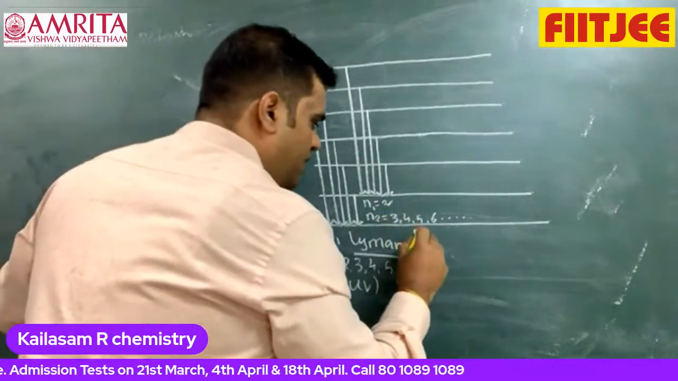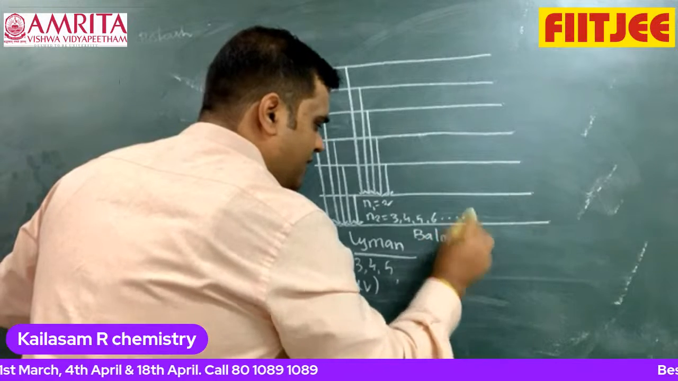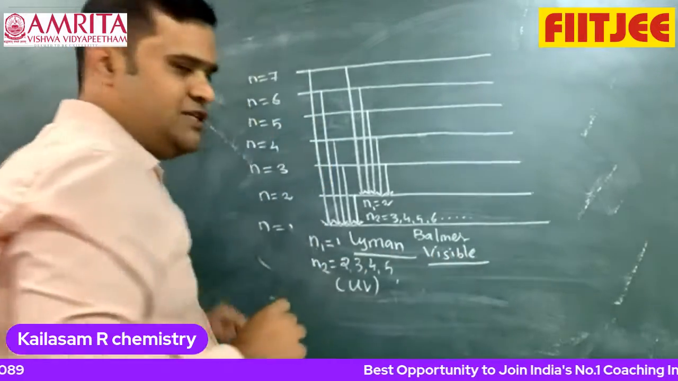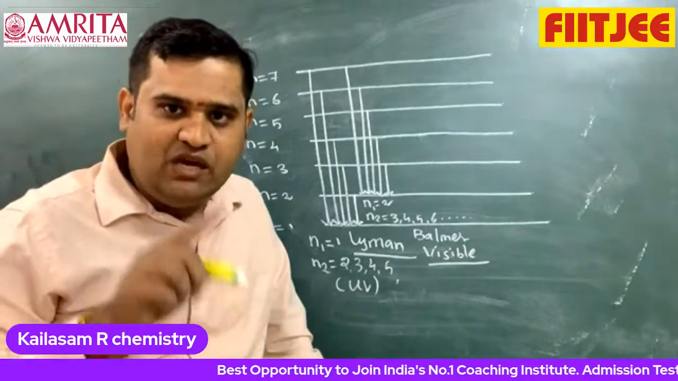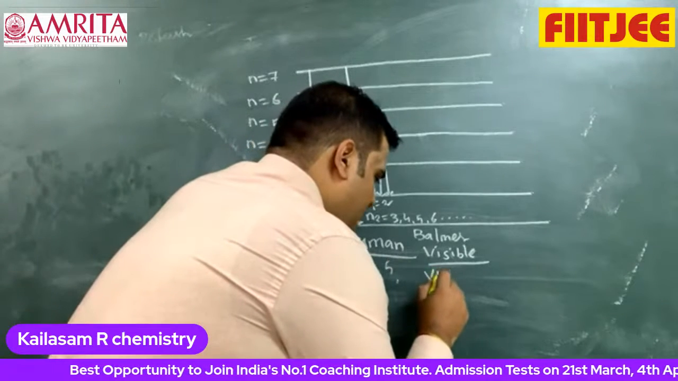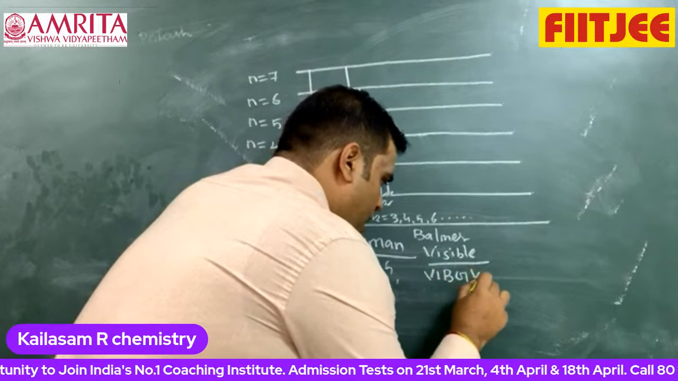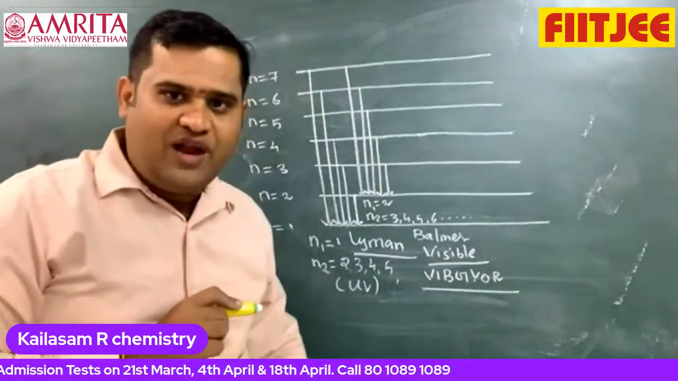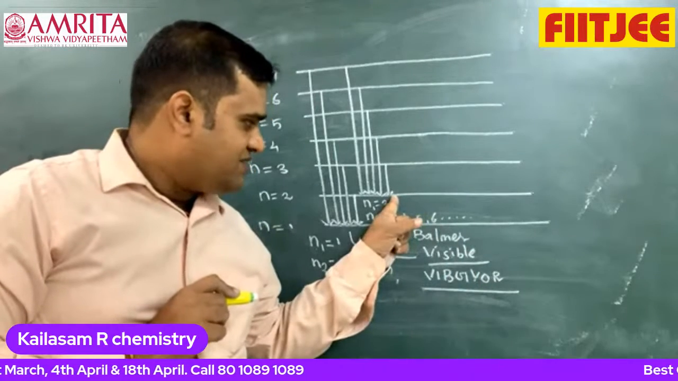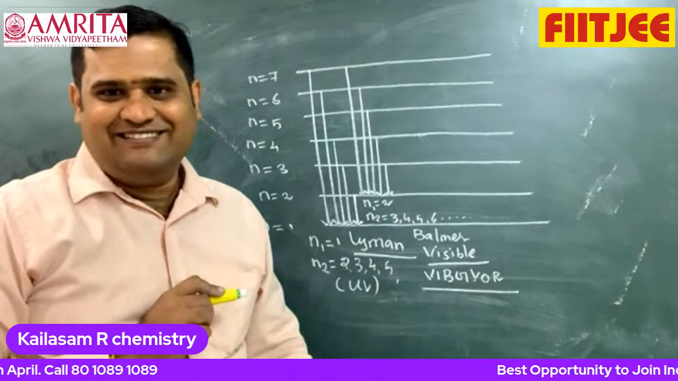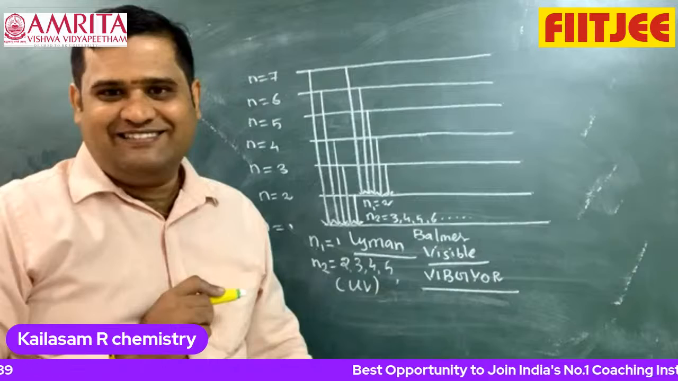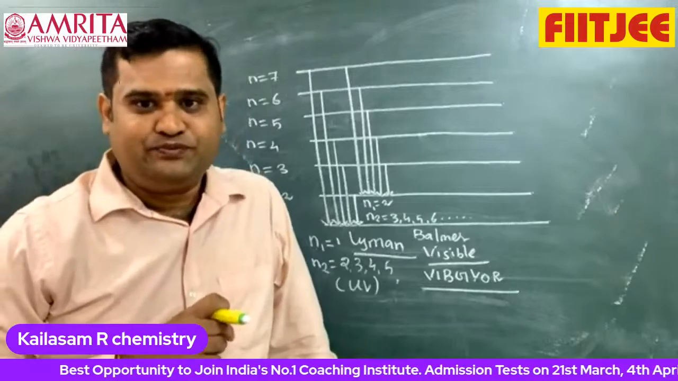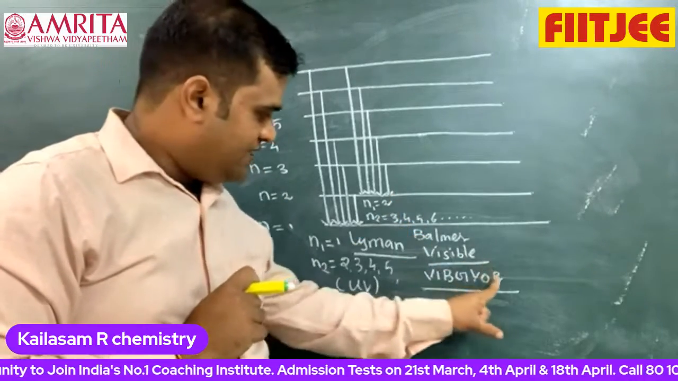Lyman, this is called Balmer, where they are observing the visible region. Visible region means what? This is called VIBGYOR, which is in increasing order of lambda. Therefore, the first line belongs to the red region because energy transition is less and wavelength is high. We know that E is inversely proportional to wavelength. Therefore, the first line belongs to the red region.